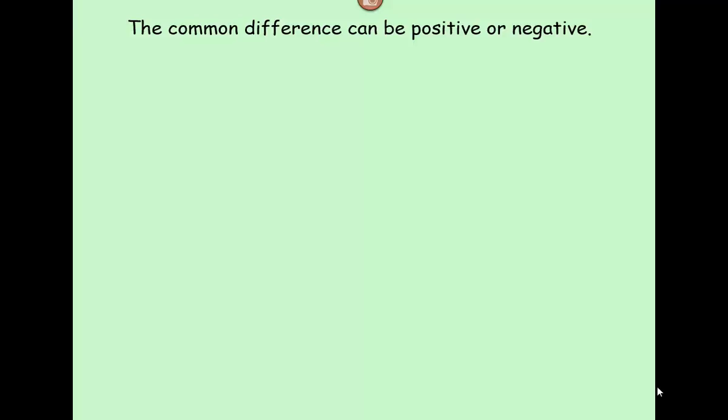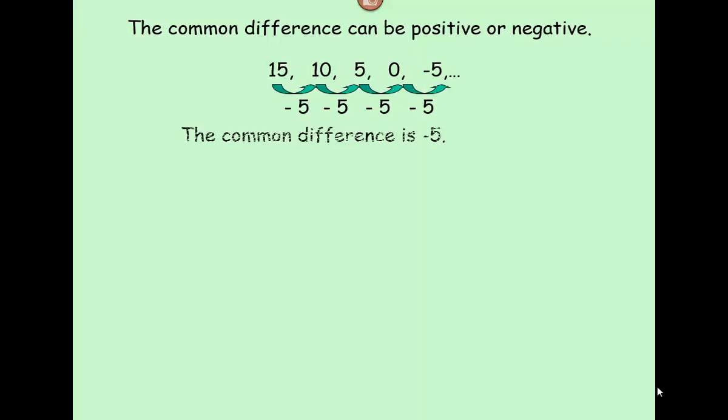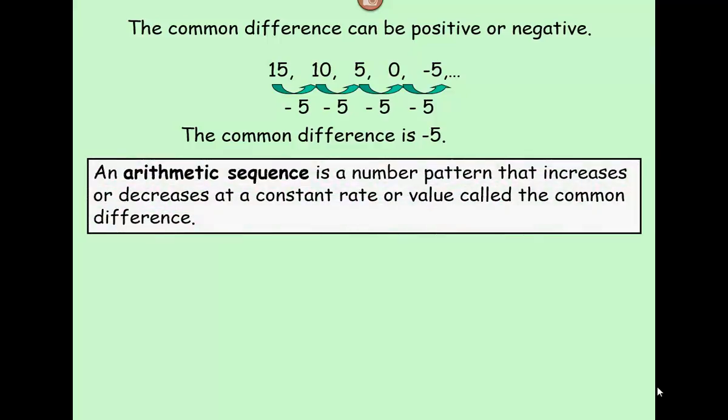We also said yesterday that the common difference could be positive or negative. We looked at this sequence and we can see that we can also have a negative 5 as our common difference. So, an arithmetic sequence is just a number pattern. We look for the pattern that increases or decreases at a constant rate, which we call the common difference.